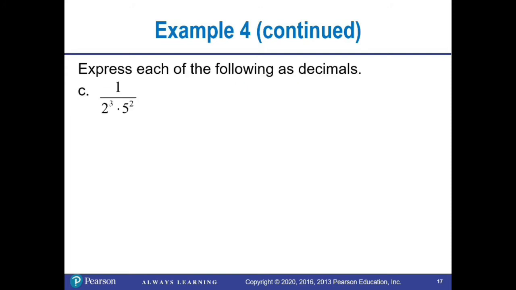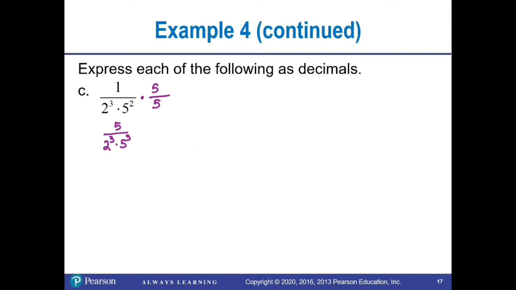Part C. Again, to have a power of 10 in the denominator, that's what I need to write this as a decimal, I need the power of 2 and the power of 5 to match. That means I need to multiply the denominator by 5. That will give me a 5 to the 3rd in the denominator. If I multiply the denominator by 5, I also have to multiply the numerator by 5. 1 times 5 is 5. And when I multiply the denominators, I get 5 to the 3rd. Bring down the 2 to the 3rd and add the powers of the 5. That gives us 5 to the 3rd.